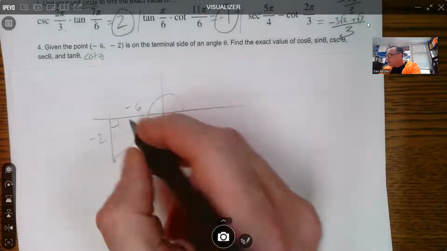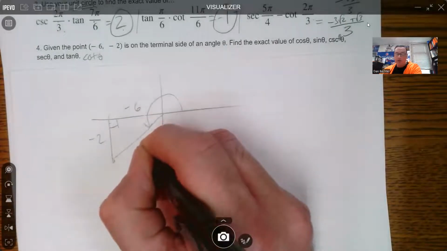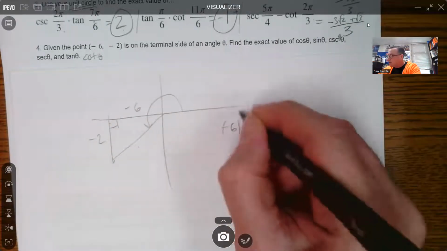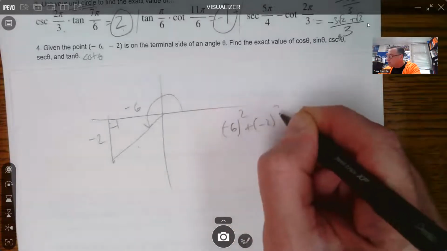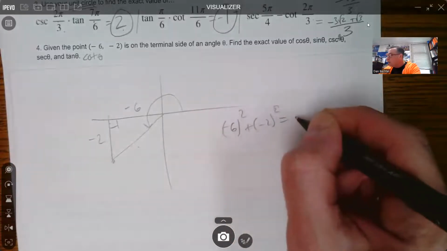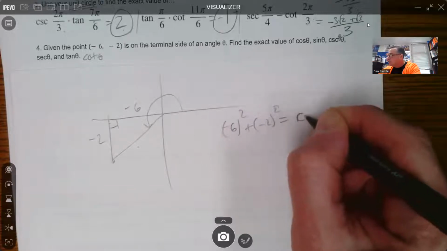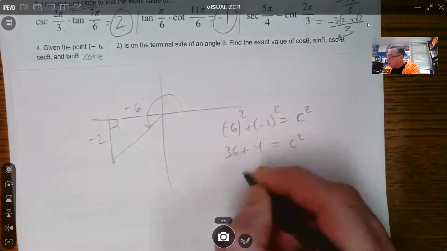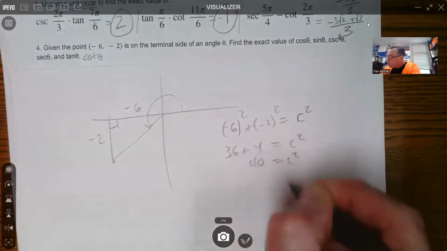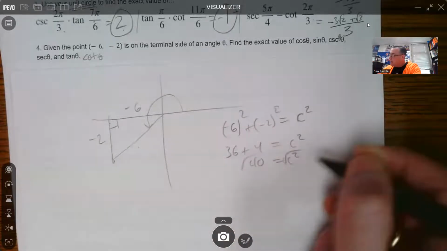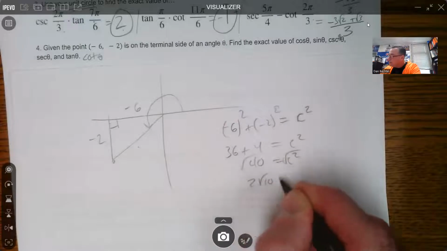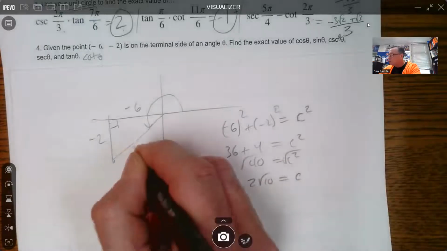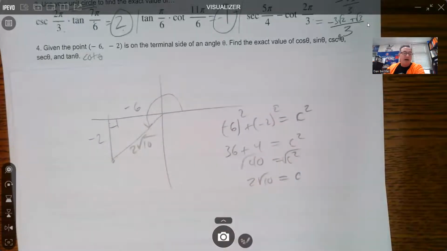Here we go. Let's find out what the hypotenuse of this is. So we'll do -6 squared plus -2 squared is going to equal, excuse me, we'll call it C squared. So 36 plus 4 equals C squared. 40 equals C squared. And if I take the square root of both of those, I'm going to get 2 root 10 is equal to C, or 2 root 10 is my hypotenuse.